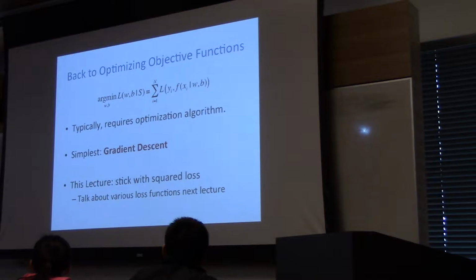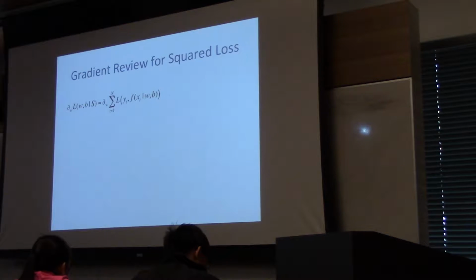Okay, so the simplest thing to do when optimizing an objective function, especially if the objective function is differentiable, is to use gradient descent as the optimization algorithm. You just take the derivative, and since it's a minimization problem, you move in the negative direction of the derivative. For this lecture, we'll just assume that the loss function is squared loss, and we'll talk about other loss functions in the next lecture.